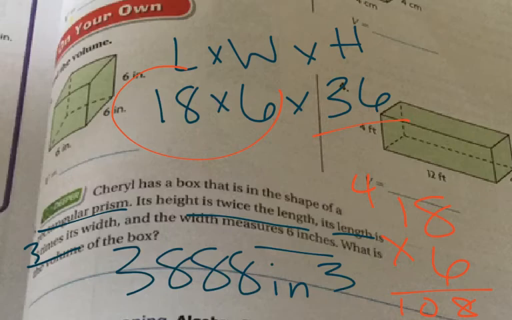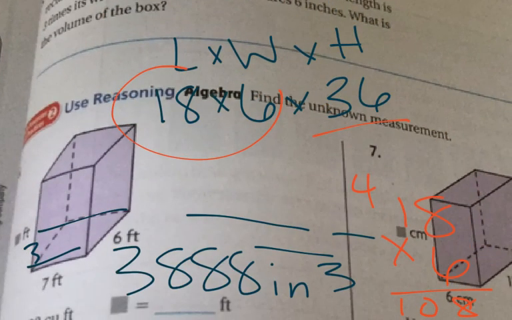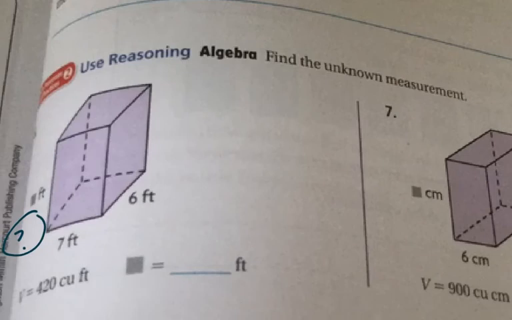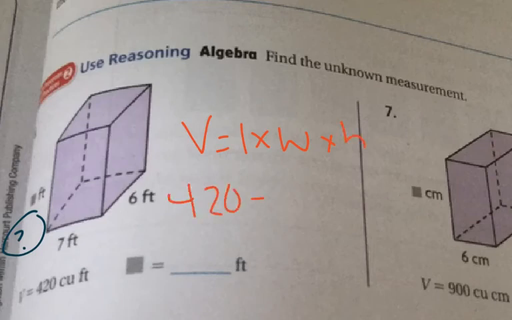Let's see here. Lastly, on this page, find the unknown measure. So you can't really see, but that's a question mark box. Oh, let me see if I can move that. Okay, so it's saying you have volume equals length times width times height, and you know that the volume is 420. And it's saying you don't know a number, but you know that this is 7 and this is 6.